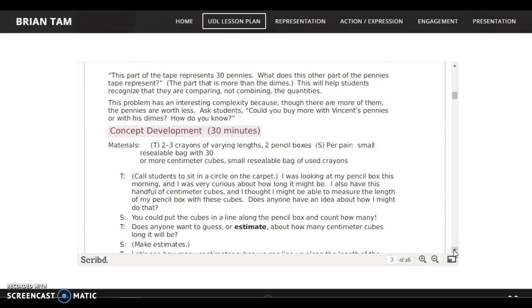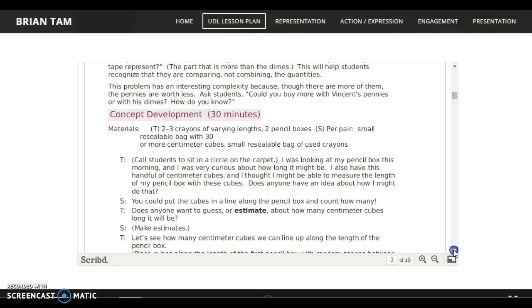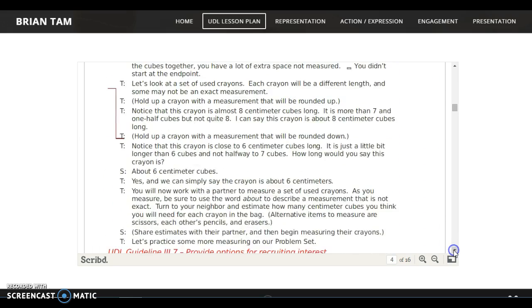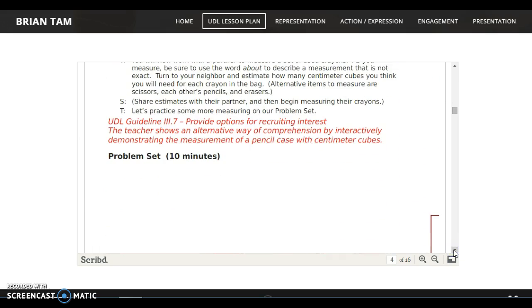Next is the concept development activity of the teacher demonstrating how to measure a pencil box with cubes. This is consistent with UDL guideline 3.7. Provide options for recruiting interest, as the teacher shows an alternative way of comprehension by interactively demonstrating the measurement of a pencil case with centimeter cubes.